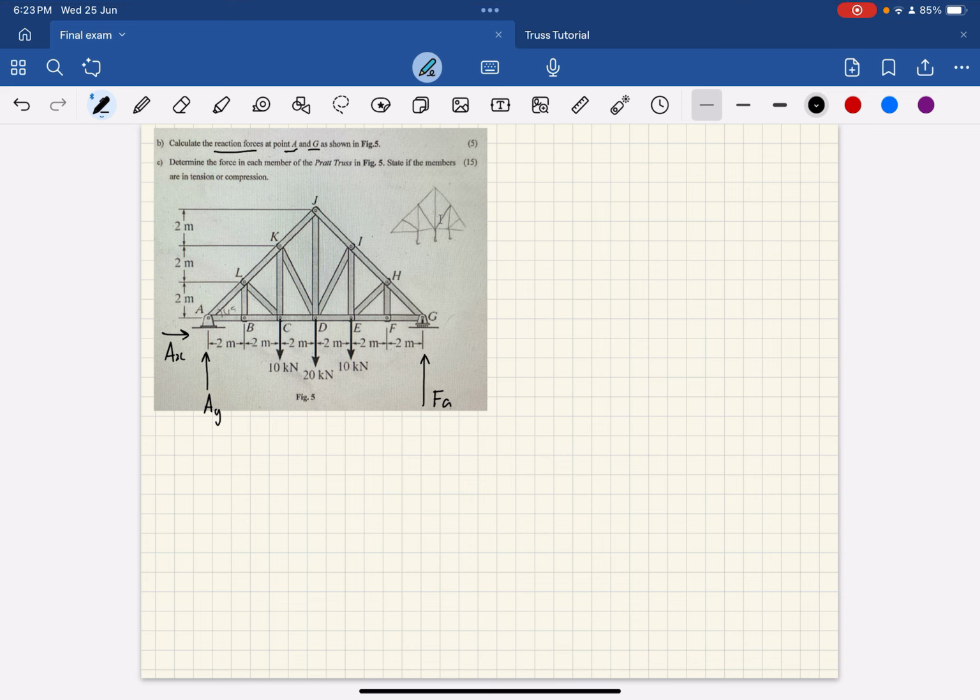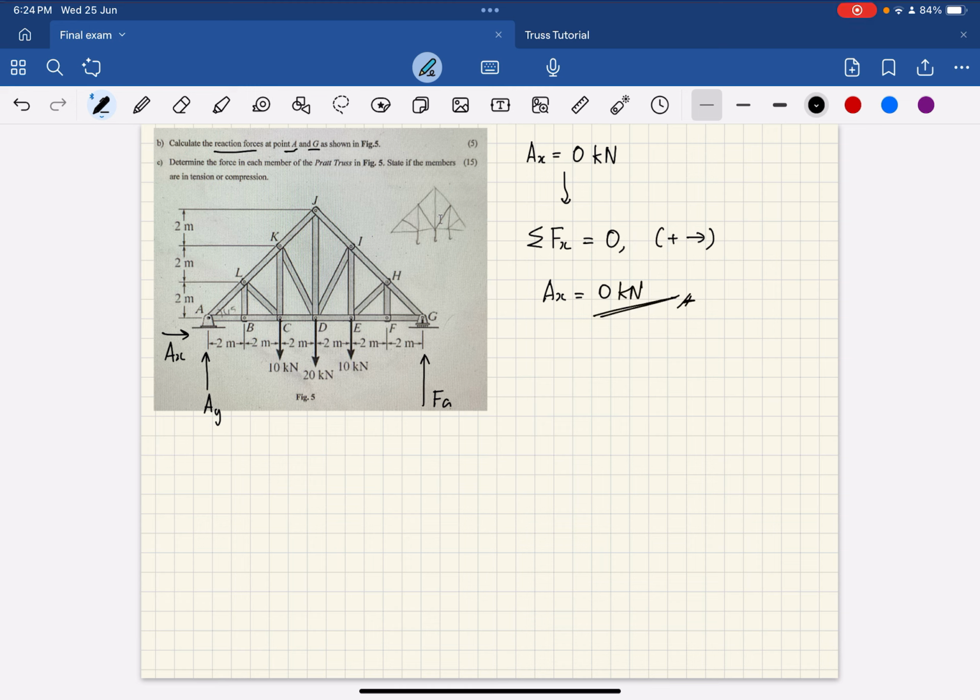So my only suggestion is you take the moment at point A. If you take the moment at point A, you can find the force at G, and easily you can find AY and AX. And here's a bonus tip: AX will be 0 kilonewton. Because why? Because we know that the summation of Fx equals 0, and the direction going right is positive, so therefore AX is clearly 0 kilonewton.